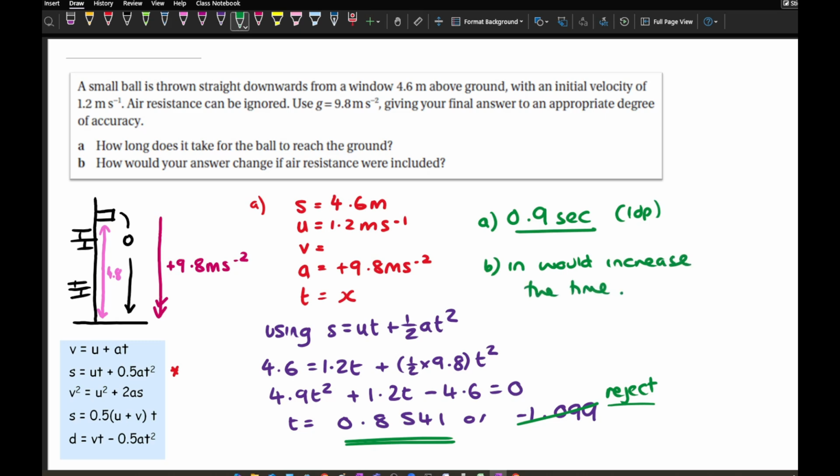Or that your answer in part A would be increased. So something along those lines would be absolutely fine for B.